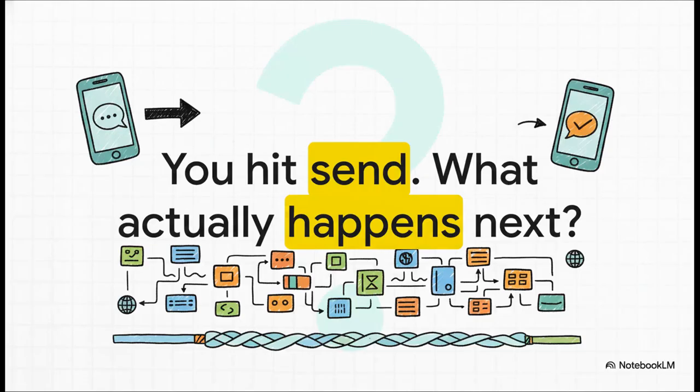Let's dive in. So just picture it. You're in an app, you type out a quick message, hit send, and poof, it just magically appears on your friend's screen, maybe thousands of miles away. But how? How does the data from your phone navigate this insane global maze of cables and routers and servers to get from point A to point B?